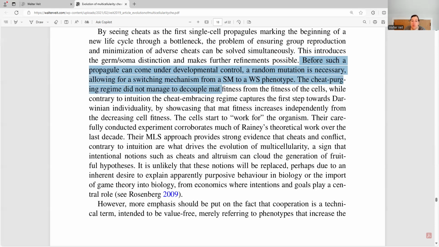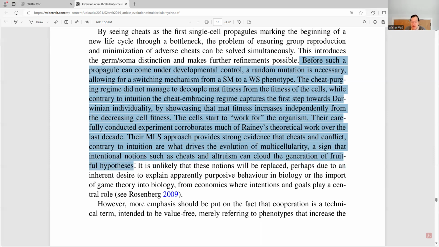The cheat purging regime did not manage to decouple MAD fitness from the fitness of the cells, while contrary to intuition, the cheat embracing regime captures the very first steps towards Darwinian individuality by showcasing that MAD fitness increases independently from the decreasing cell fitness. The cells start to work for the organism. Their carefully conducted experiment corroborates much of Rainey's theoretical work over the last decade. Their multi-level selection approach provides strong evidence that cheats and conflict, contrary to intuition, drive the evolution of multicellularity, as opposed to cooperation. A sign that intentional notions such as cheats and altruism can cloud the generation of a fruitful hypothesis.